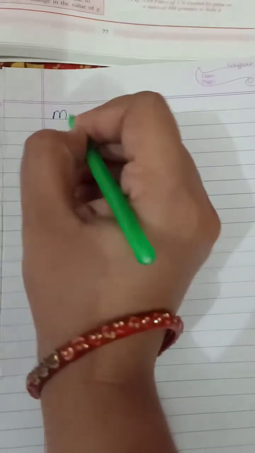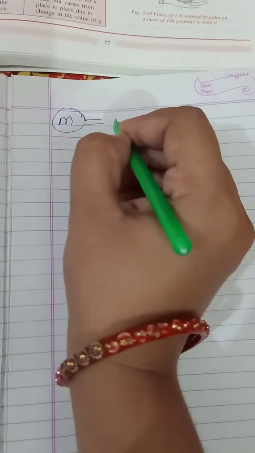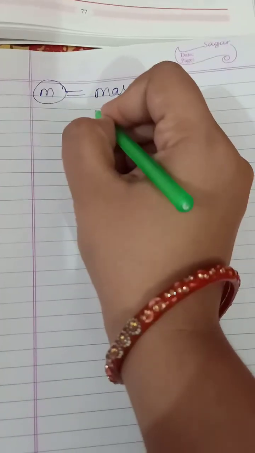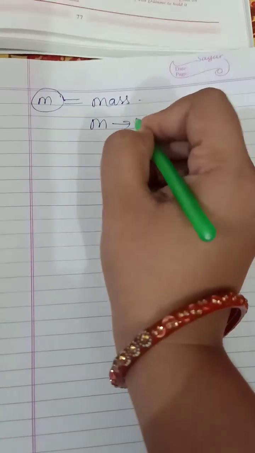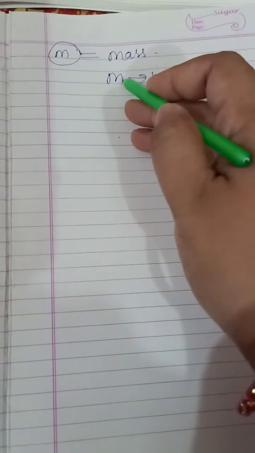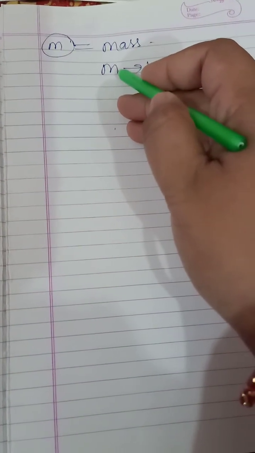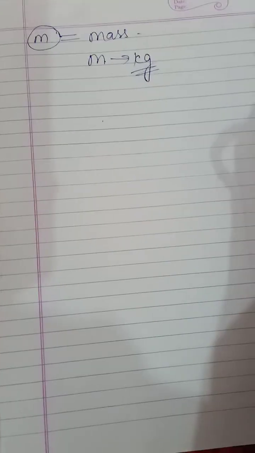Next topic we have mass and weight. What is mass? Mass is the quantity of matter contained in the body. Okay, mass is a scalar quantity and it is represented by m. Its SI unit is kilogram. The mass is a scalar quantity represented by the letter capital M or the small m also.